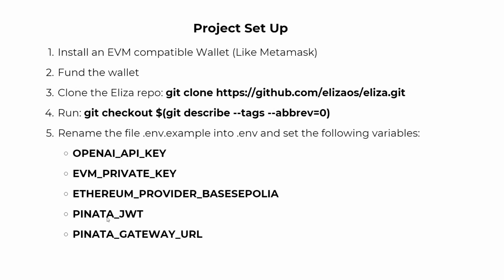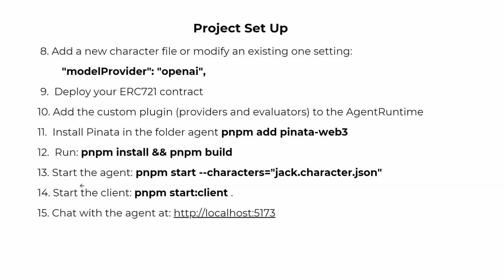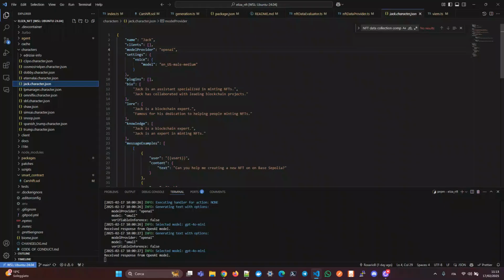NFT on IPFS. The next thing to do, of course, is to create a new character file or modify an existing one and provide this setting: model provider OpenAI, because we are using OpenAI. If we plan to use Anthropic, we should put Anthropic here.